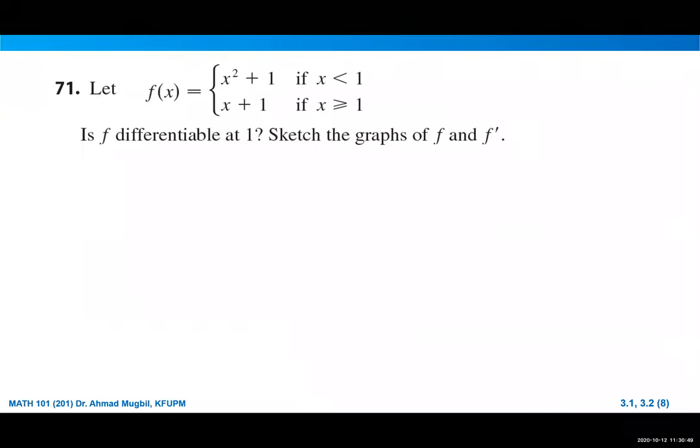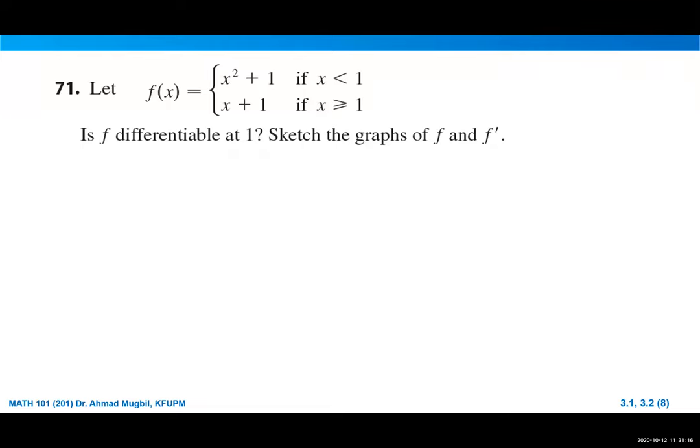Let's go now to have another idea. Let this function, which is a piecewise function. Let me ask this question to Saleh al-Hajjaj. Ya Saleh, is this function differentiable at one? Sketch the graphs of f and f prime. Let's start by, is it differentiable at one, Ya Saleh? What do you think? How to know?